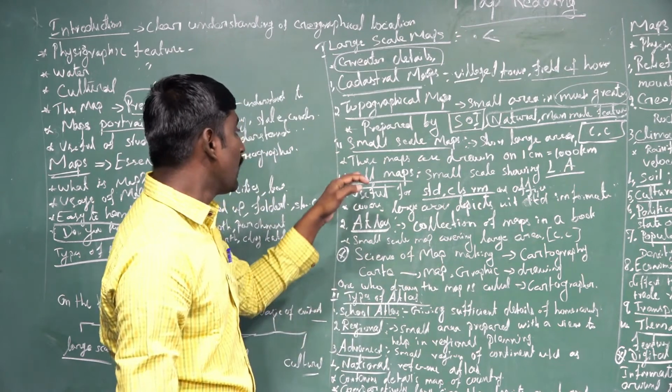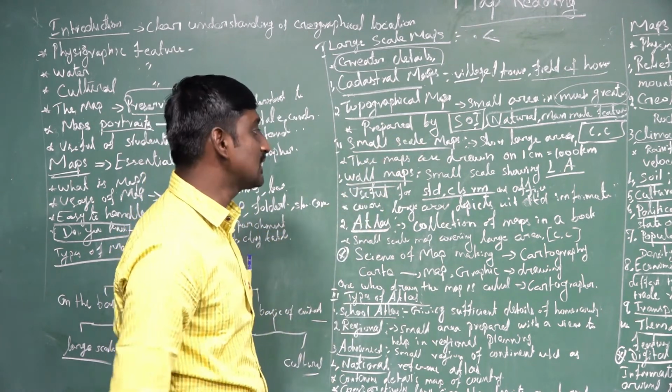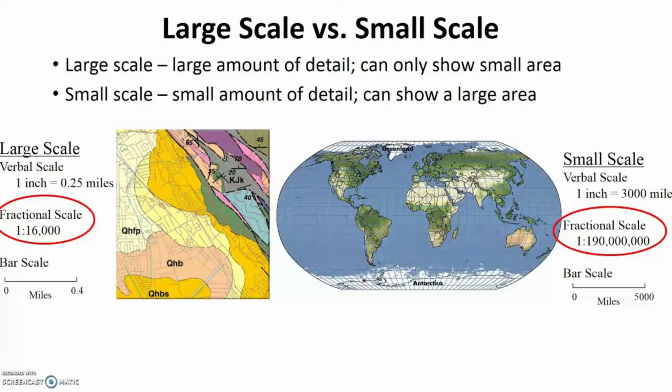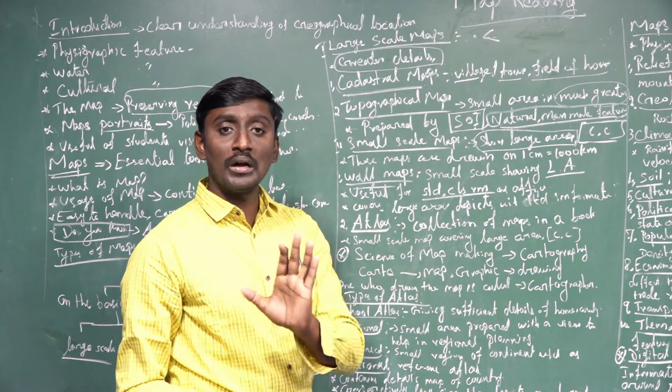And the next, the small scale map. The small scale map shows a large area, such as a country or continent. These maps are drawn with 1 centimeter equal to 100 kilometers. And in the small scale map, this is drawn to 1 centimeter.